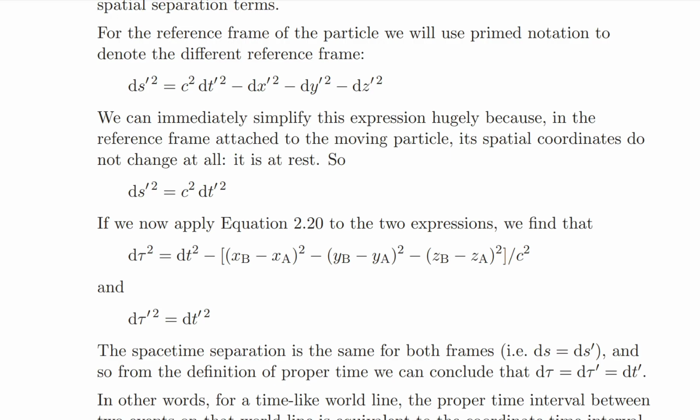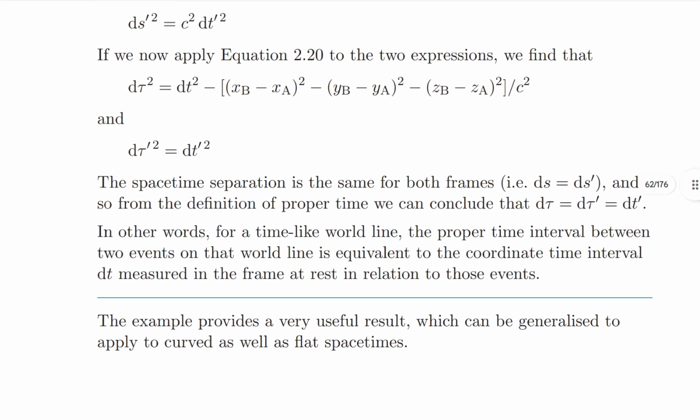If we now apply equation 2.2 to the two expressions, we find that proper time squared equals dt squared minus the difference in x coordinate squared, minus the difference in y coordinate squared, minus the difference in z coordinate squared, all over c squared, and proper time prime dτ prime squared equals dt prime squared. The spacetime separation is the same for both frames, ds equals ds prime, and so from the definition of proper time we can conclude that dτ equals dτ prime, which equals dt prime. In other words, for a time-like world line, the proper time interval between two events on the world line is equivalent to the coordinate time interval dt measured in the frame at rest in relation to those events.